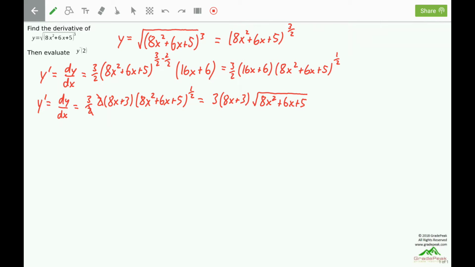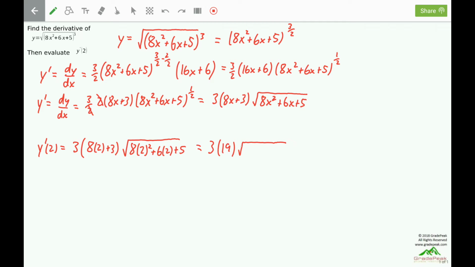The next thing to do is evaluate y prime of 2. Y prime of 2 means to plug a 2 in for each of the x's. So we'll have 3 times 8 times 2 plus 3, and then times the square root of 8 times 2 squared plus 6 times 2 plus 5. We will have 3 times 8 times 2 is 16, plus 3 is a 19. And then we have the square root of 8 times 2 squared, which is a 4, plus 6 times a 2, which is a 12, plus a 5.